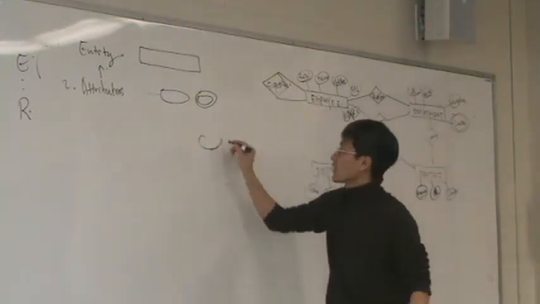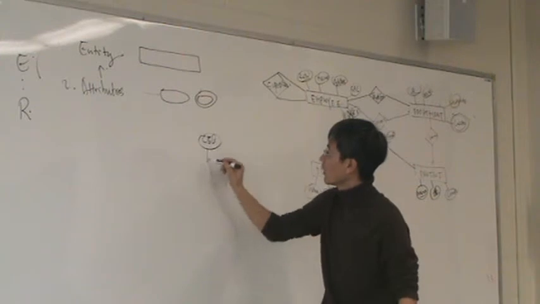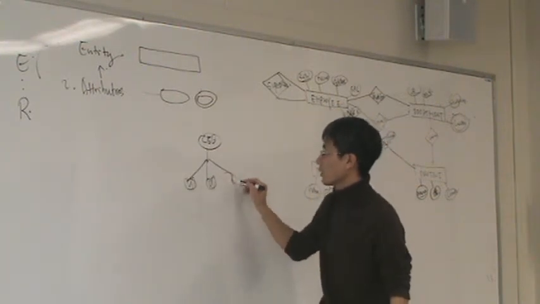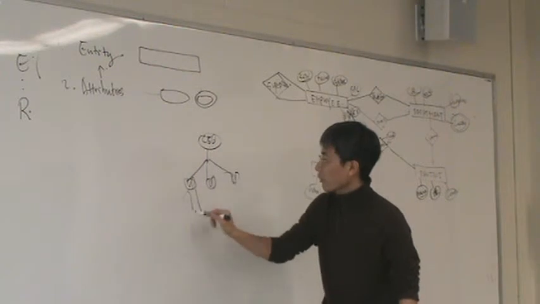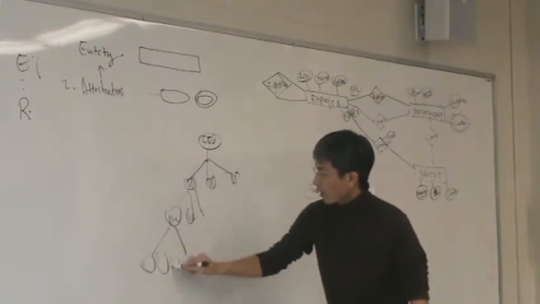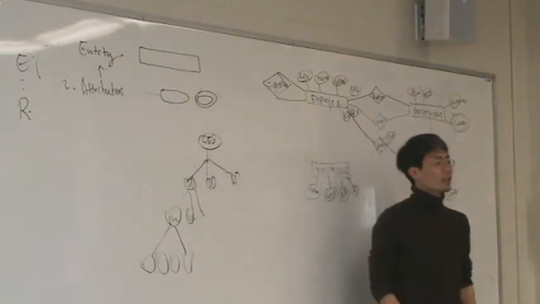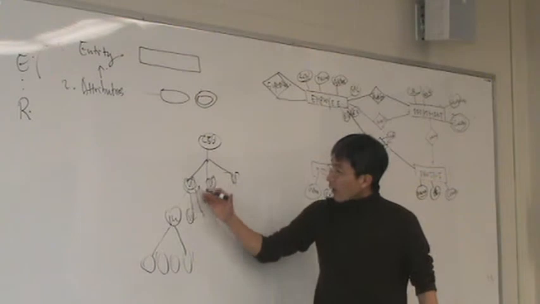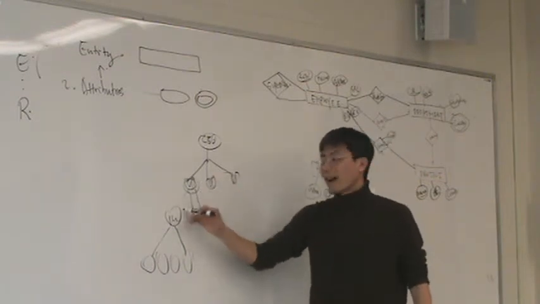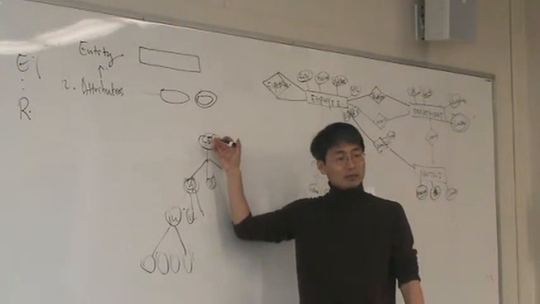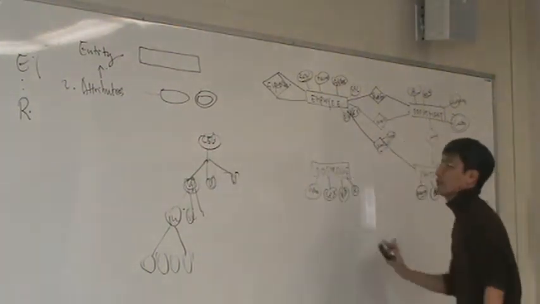For example, the CEO supervises several vice presidents. Vice presidents supervise managers. Managers supervise other employees. All of them are employees. Even a vice president is a supervisor as well as being supervised. Okay? So that's the recursive relationship.